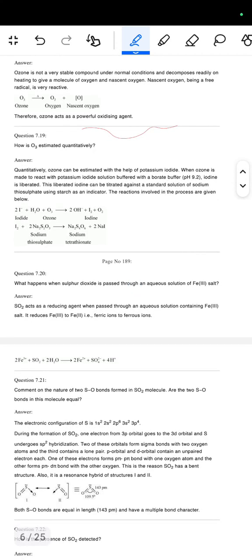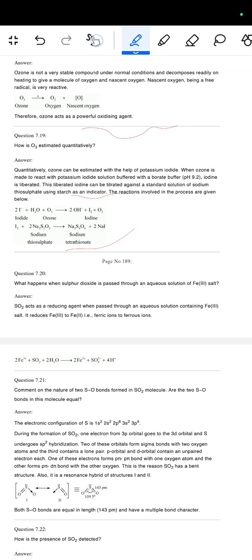How is O3 estimated quantitatively? Quantitatively, ozone can be estimated with the help of potassium iodide. When ozone is made to react with potassium iodide solution buffered with a borate buffer, iodine is liberated. This liberated iodine can be titrated against a standard solution of sodium thiosulfate using starch as the indicator. The reactions involved in the process are: 2I minus plus H2O plus O3 gives 2OH minus plus I2 plus O2. Then I2 plus 2Na2S2O3 gives Na2S4O6 plus 2NaI.